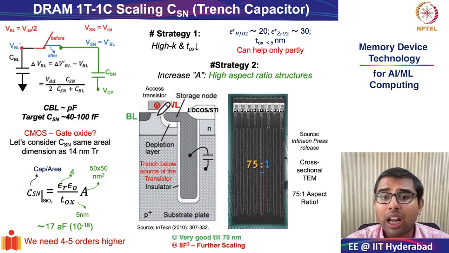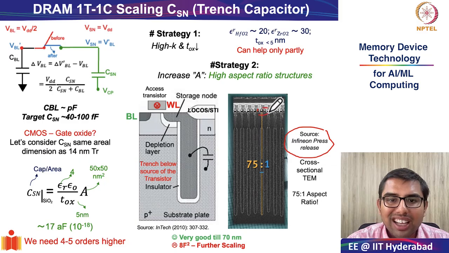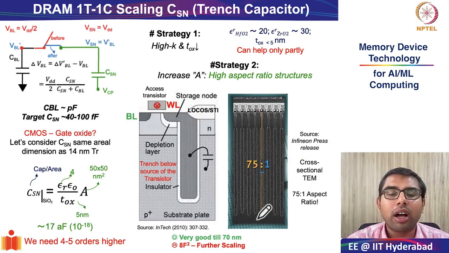Now the trench capacitor has made a lot of significant advances, and this is an image I have taken from the Infineon press release. It is a cross-sectional transmission electron microscope image of one of these trench capacitors, and see what beautiful structures they have been able to make. These are your cell transistors, or access transistors, right at the top. The aspect ratio of the storage node capacitor, which is constructed by digging trenches inside silicon, is roughly 75:1.